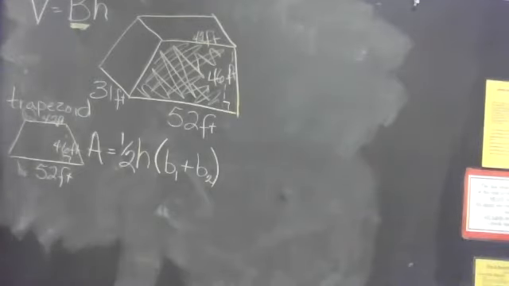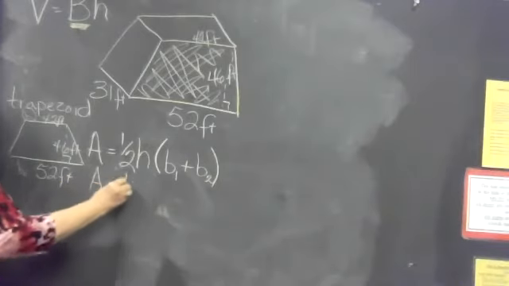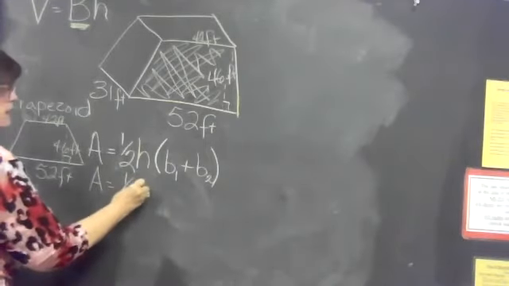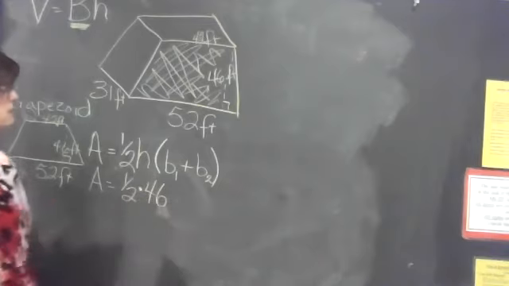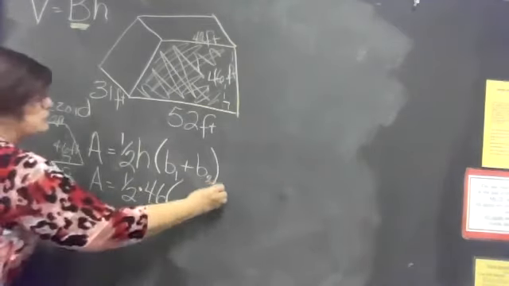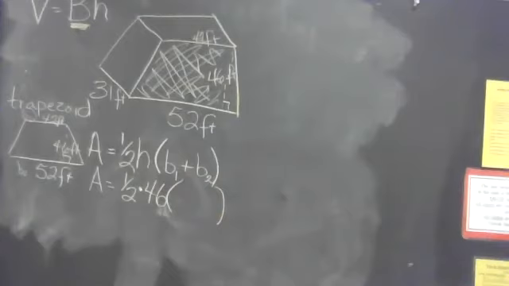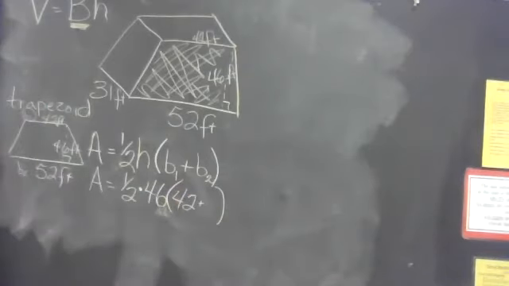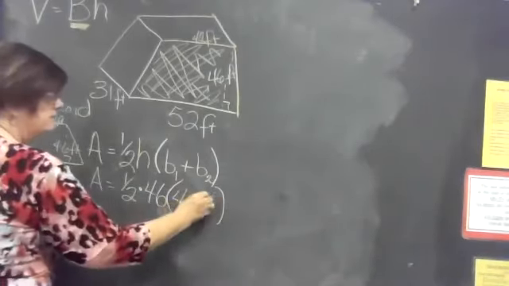Let me make sure I'm getting everything on the screen. So we're going to find the area of the base. Area equals 1/2. What's the height of this? This is 46. And it crams together, so it is multiply. Base 1 is 42 plus base 2, 52.